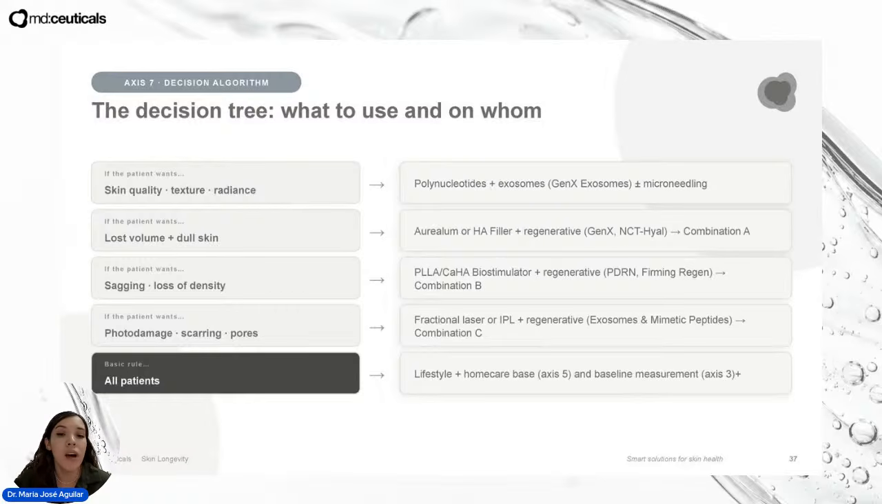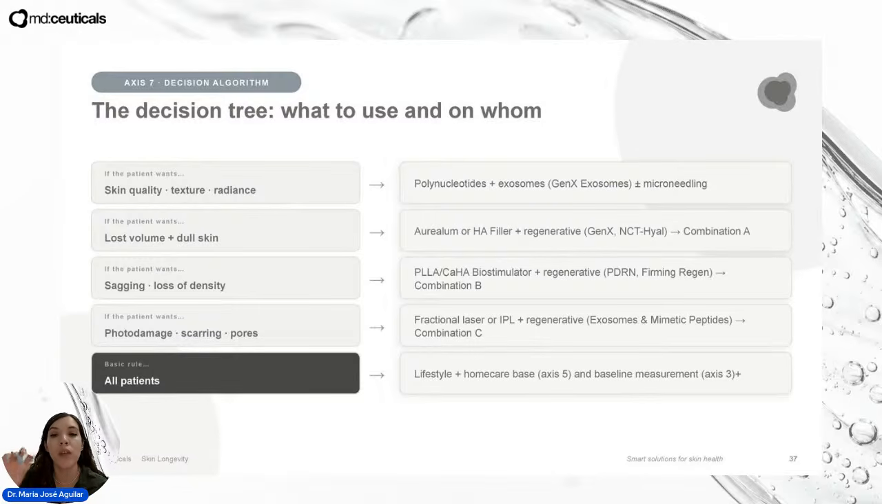And well, just going back to mesotherapy and the topic of ceuticals, just so you can be sure of this natural decision algorithm. If you are going to talk about skin quality, try to make a treatment with polynucleotides, exosomes, and use microneedling. If you are going to treat loss of volume or dull skin, and combine it with a filler, try to do it with Aurelum, that is a PDRN.